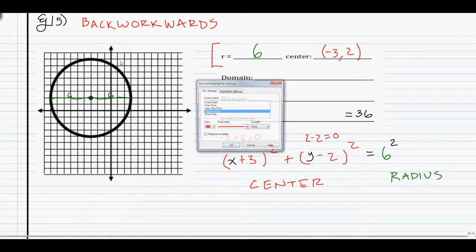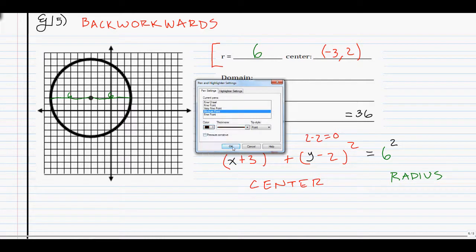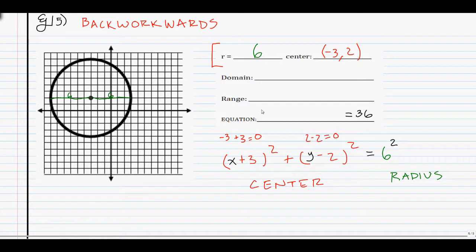From there, we don't have to simplify in any way, although we could write it out in standard form instead. But what we have is an equation of x plus 3 squared plus y minus 2 squared equals 36. And we have our equation. Good job. You can go backwards. All we need is the center and the radius.